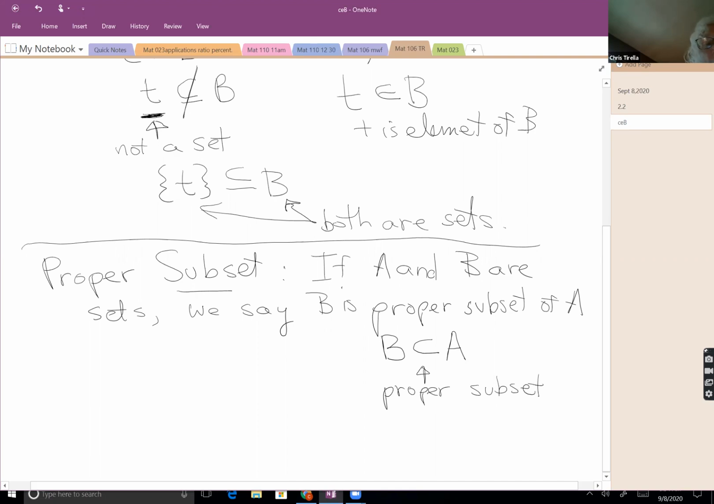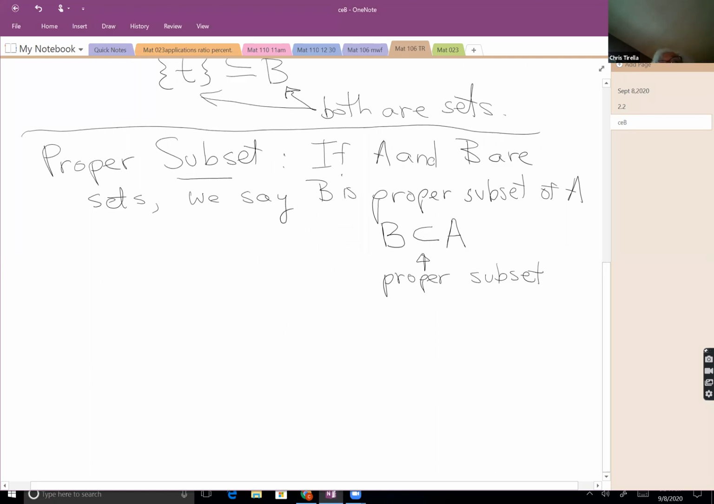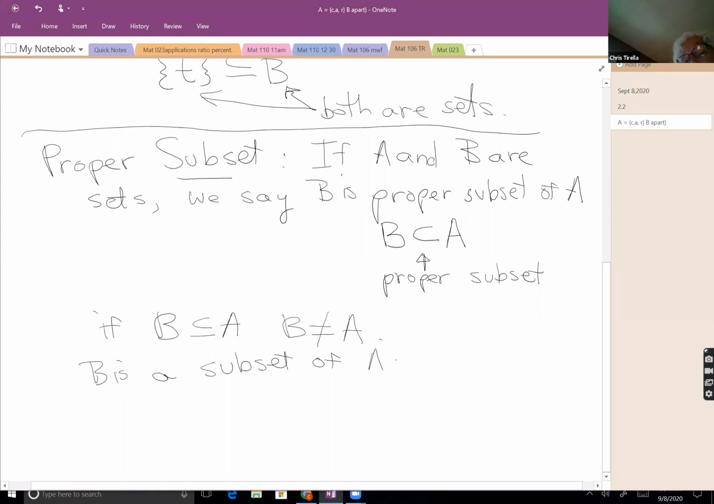And I'm guessing that I'm speaking to a group of intelligent college students. Comparing that symbol to the regular subset symbol, does anybody notice what's different? The line. The line isn't there. The equal sign isn't there. So we say that B is a proper subset of A if B is a subset of A, but B cannot equal A. B is a subset of A, but B is not equal to A.